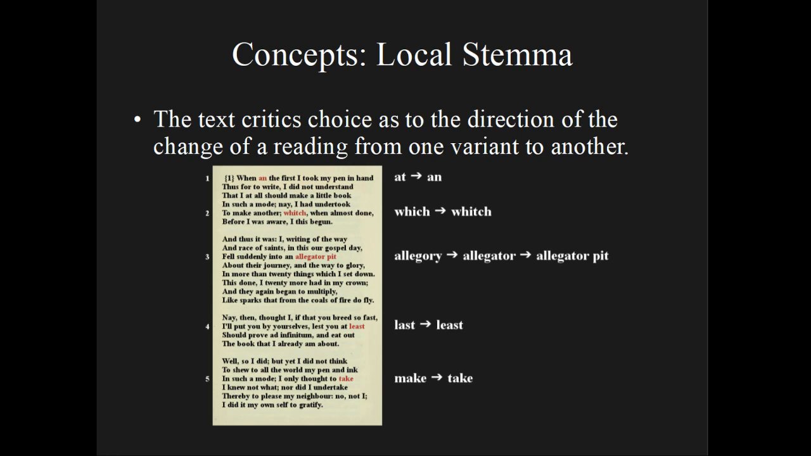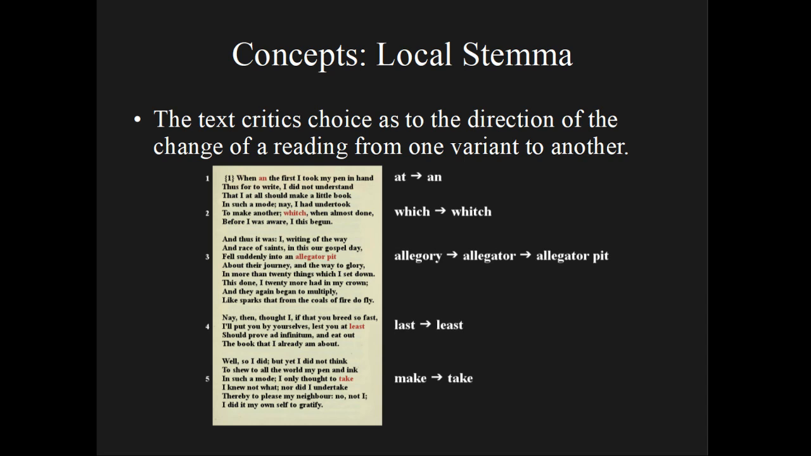We can see that the scribe might have made an error because he was sleepy and he was dreaming about an alligator or something, and he wrote alligator instead of allegory. And the next step in that is a scribe saw that and he just added in the word pit, maybe. So he said alligator pit just to kind of make it a little more funny. But that direction we see from allegory to alligator pit is a decision that's made by the text critics.